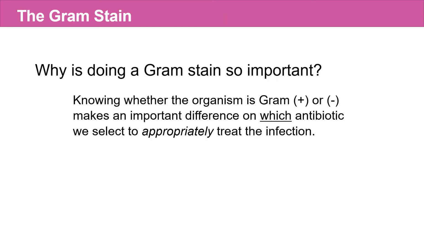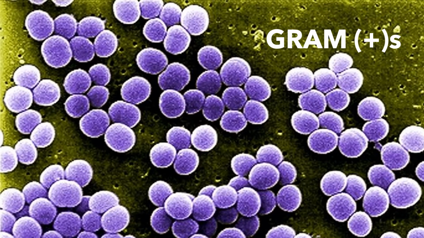So why is it so important to do a gram stain? Well, knowing whether the organism is either gram-positive or gram-negative makes an important difference on which antibiotic we select to appropriately treat the infection. So now we're going to start talking about different types of bacteria and their treatments. In the first group, we're going to be talking about are the gram-positive organisms. Gram-positive organisms as well as gram-negative organisms has a subcategory called cocci and bacilli.